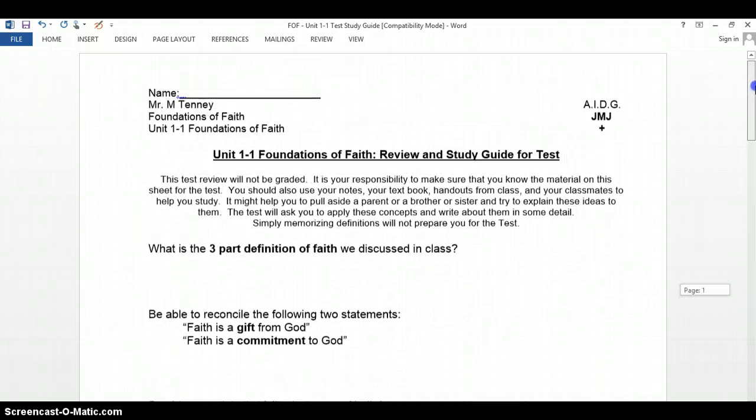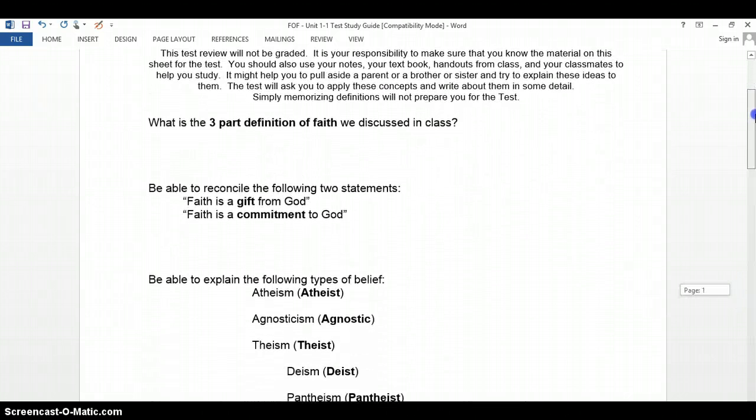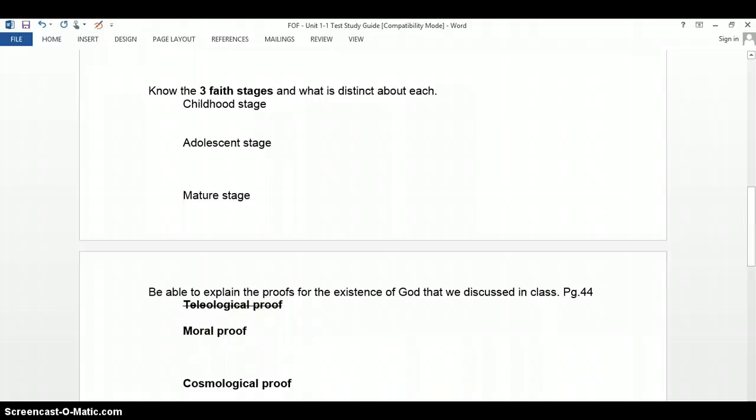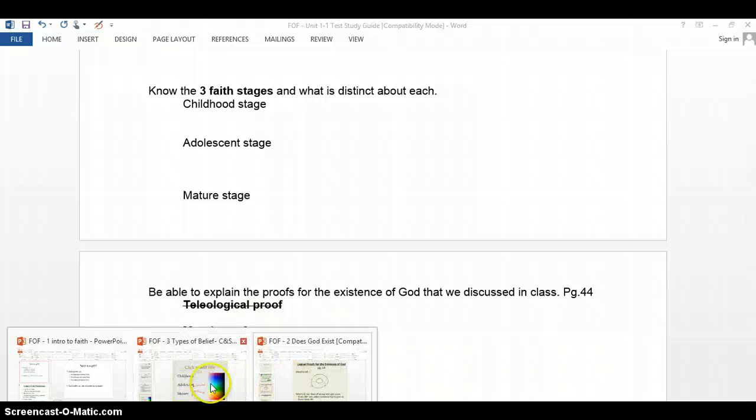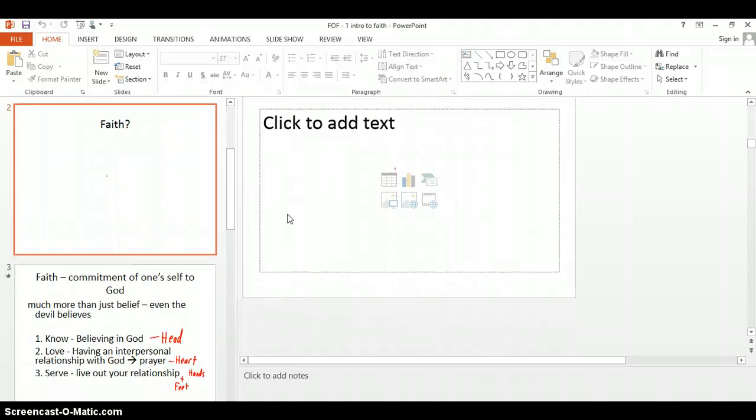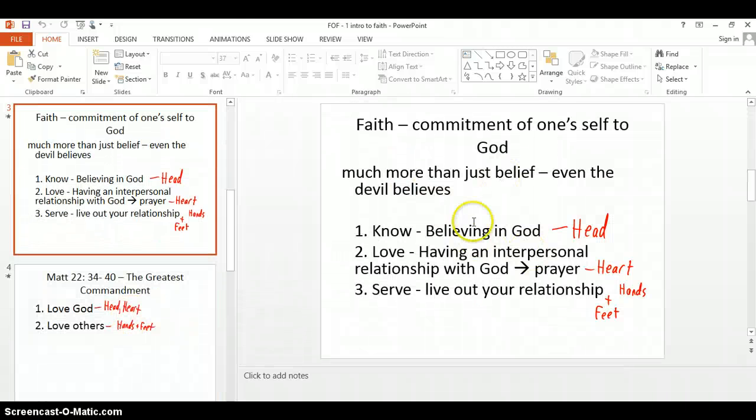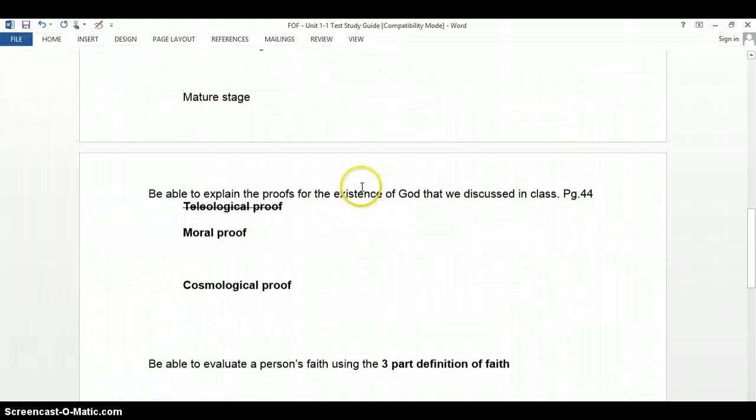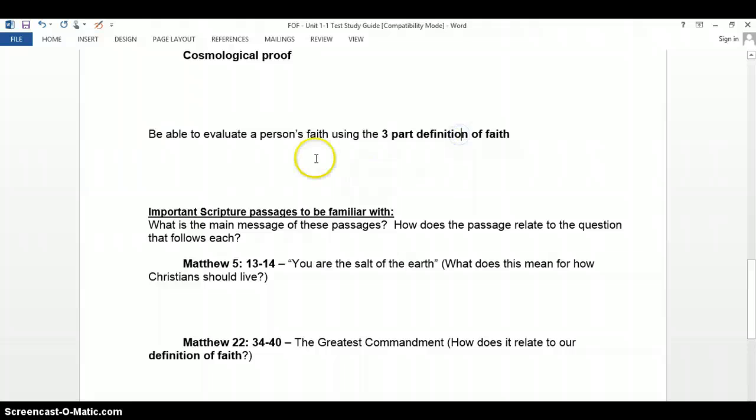So you would go through and say, clearly he believes in God because he goes to church and stuff, but he doesn't really have a good relationship. Here we go, this is what we're looking for. He believes in God, but he doesn't really have a good relationship. He prays sometimes, but not that much. He falls asleep most of the time. And he doesn't really live out his relationship with God because of the way he treats other people. That's what I'm looking for you to do. That will be one of the big essays.